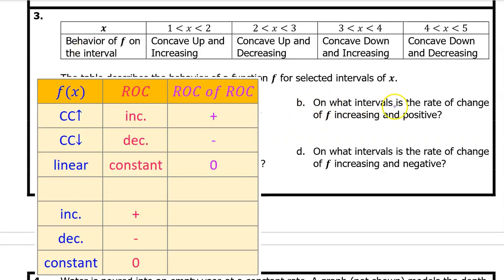Part B, on what intervals is the rate of change of f increasing and positive? If the rate of change is increasing, then f itself is concave up. So we need f to be concave up. And if the rate of change is positive, that means f must be increasing. So on what interval is f concave up and increasing? Well, that's the interval from 1 to 2.